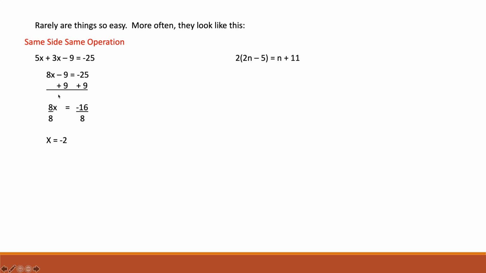Alien abduction, whatever you want to call it, cancel, die. Negative 9, positive 9, they wipe each other out. On the other side, negative 25 and 9 is negative 16. Then I divide both sides by 8, and I get x is negative 2. Booyah!